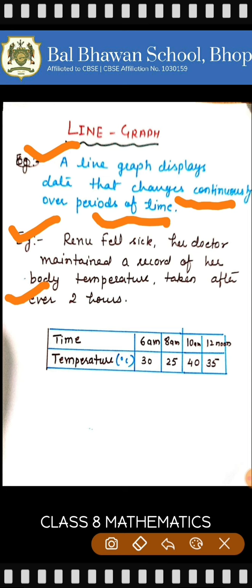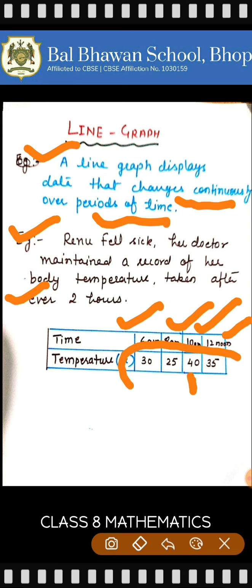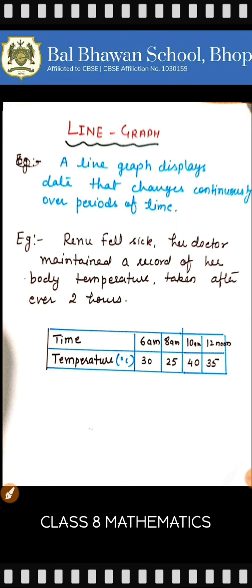So the temperature is recorded from 6 a.m. Suppose her temperature at 6 a.m. is 30 degrees Celsius. At 8 a.m. it is 25 degrees Celsius. At 10 a.m. the temperature is 40 degrees Celsius. And at 12 noon the temperature is 35 degrees Celsius. Children, here you can see that after every 2 hours the value of the temperature is changing. Right? So how can we plot a line graph for this data?